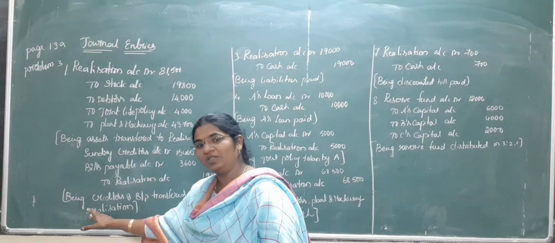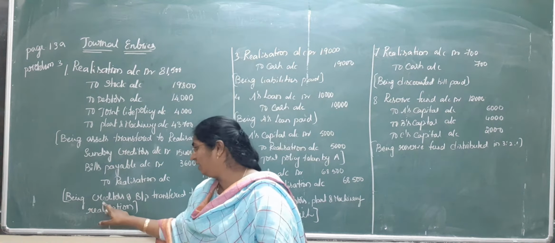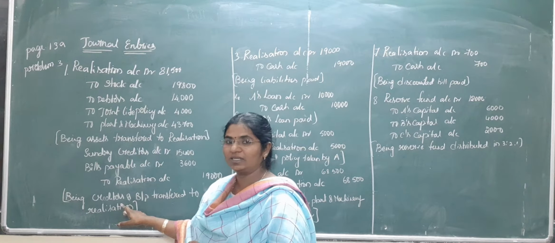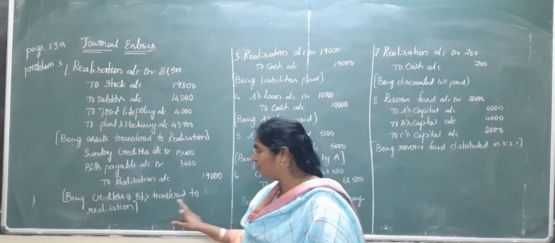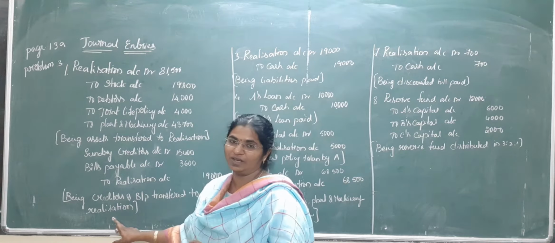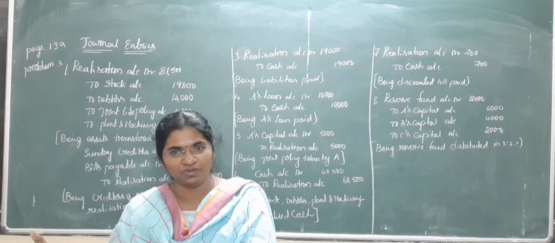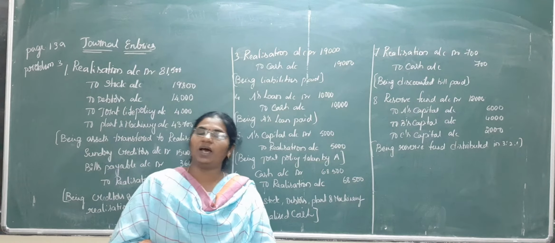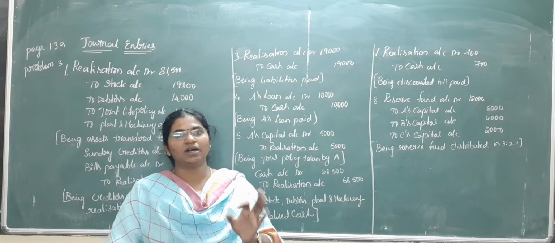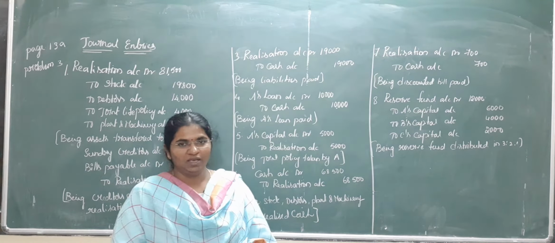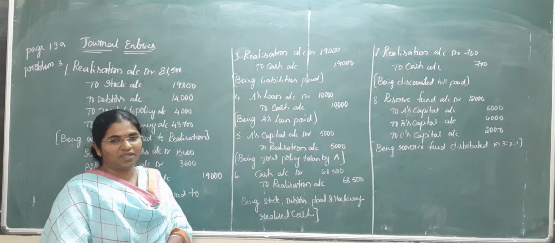Now, what should be the narration for transferring these liabilities to realization account? Being creditors and bills payable transferred to realization account. So we have transferred assets to realization as well as liabilities. What kind of liabilities? Only current liabilities. These are the two common journal entries for every problem we will write. Now move to the other journal entries.